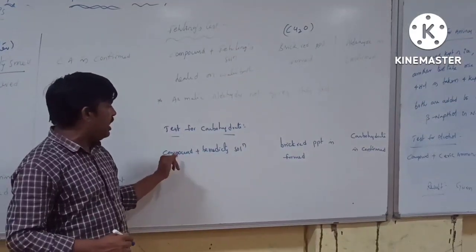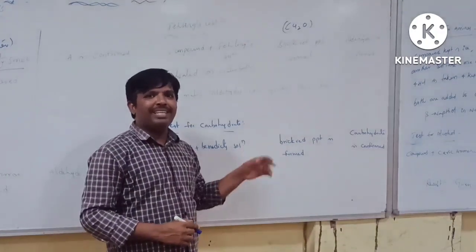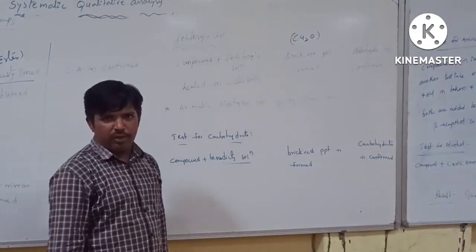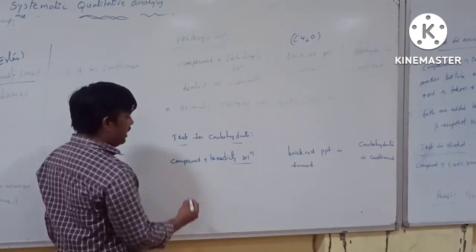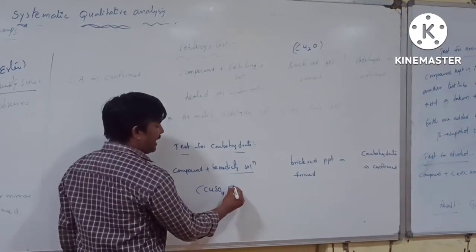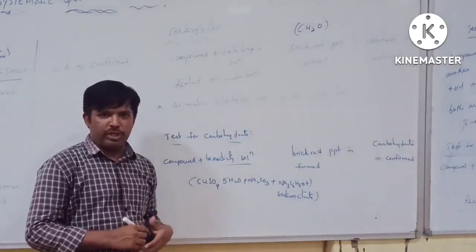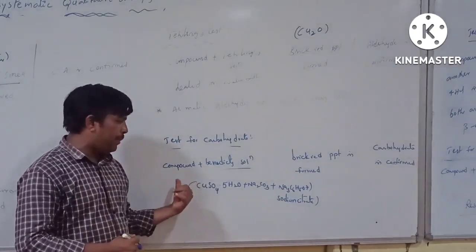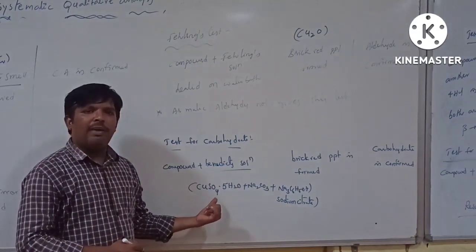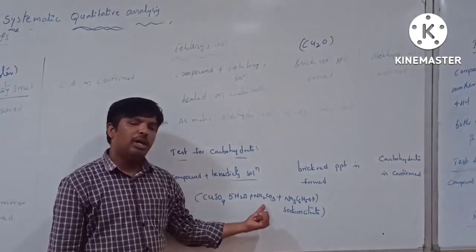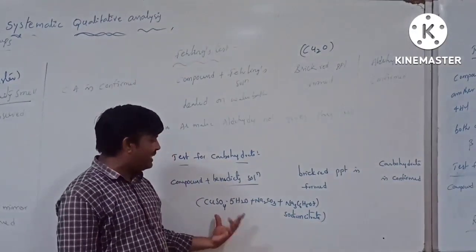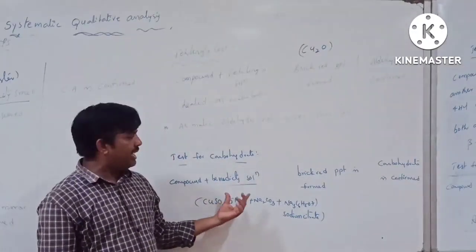Then we go for the test for carbohydrate. Carbohydrate with Benedict's solution. Carbohydrate is added with Benedict's solution. What is Benedict's solution? Benedict's solution is the combination of copper sulfate pentahydrate, sodium carbonate and sodium citrate. This mixture is called Benedict's solution. Okay, that is a viva question.